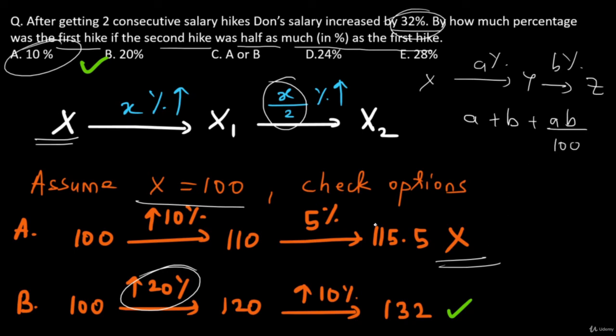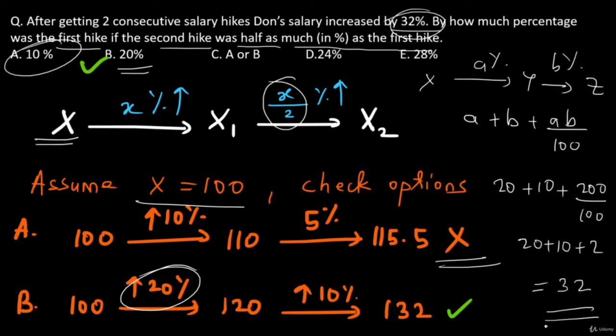Now let's try to apply this over here. If I put one as 20 and the other as 10, what would be the net increase? It's 10 because it's half of 20, right? So the net increase would be 20 plus 10 plus 20 into 10, which is 200 divided by 100. That gives you 20 plus 10 plus 2, which is equal to 32. Therefore, also answer option B is the correct answer.